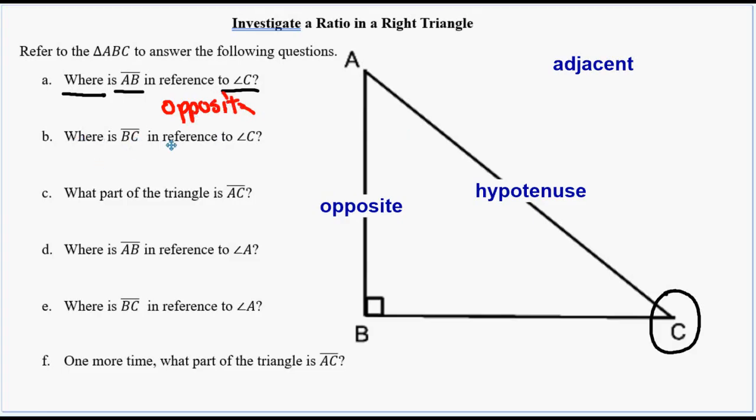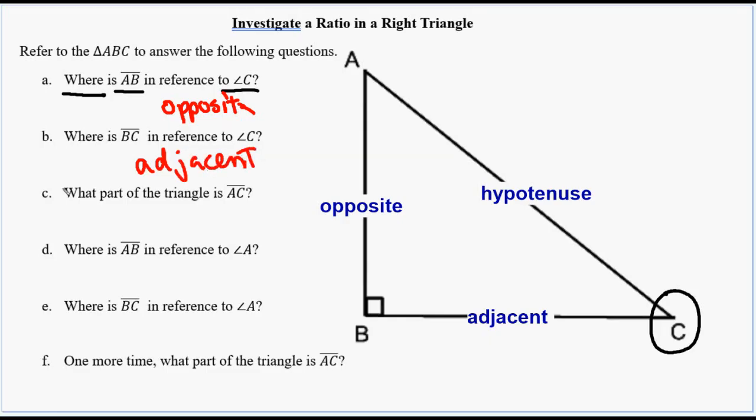And now it says we're still at angle C here. Where is side BC? Well, we know AC is always the hypotenuse. The opposite side is across the triangle. Now the other leg, the leg that's touching angle C here, would be our adjacent side. Adjacent side. Now part C we've kind of already answered. What part of the triangle is side AC? That's the hypotenuse. Okay, let me drag these off of here.